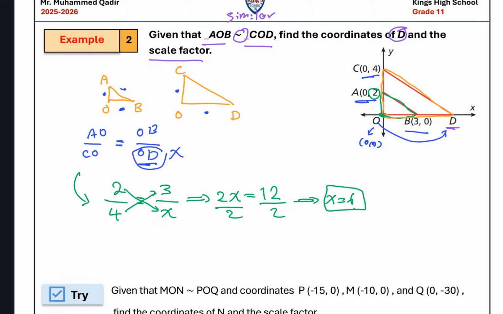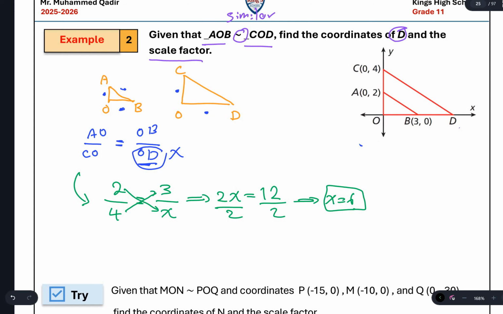We found that from O to D the distance is only 6 units, and we can write the coordinate. Let's erase this part, please. The coordinate of point D is (6, 0). Maybe someone is asking, teacher, why not (0, 6)? Because this is on the x-axis, and on the x-axis y is 0, and this is the value of x.